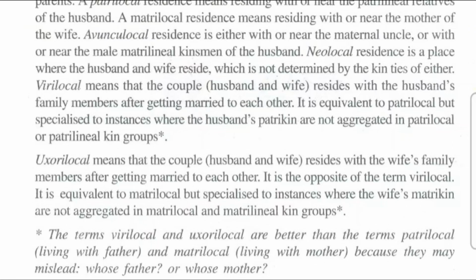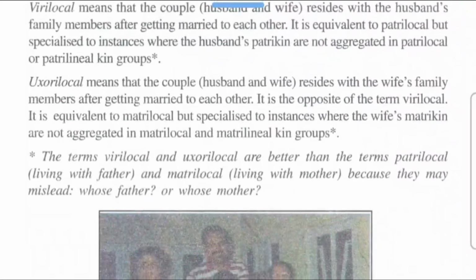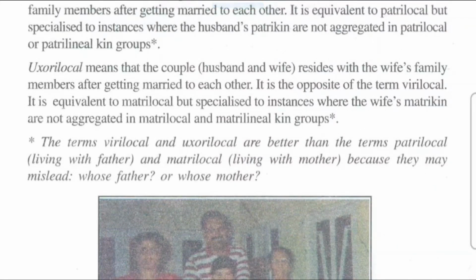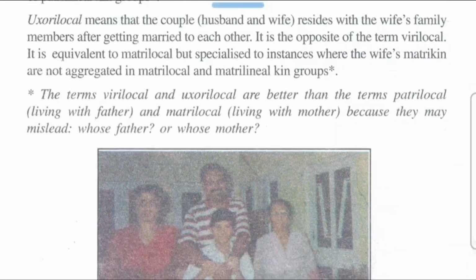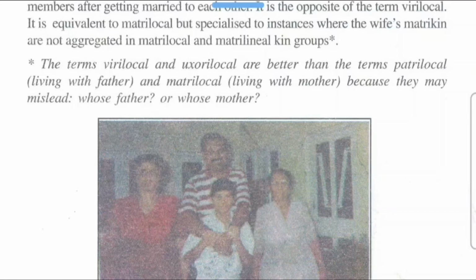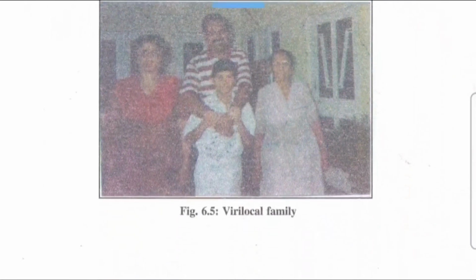Uxorilocal means that the couple, husband and wife, resides with the wife's family members after getting married to each other. It is the opposite of the term virilocal. It is equivalent to matrilocal, but specialized to instances where the wife's matrikin are not aggregated in matrilocal and matrilineal kin groups. The terms virilocal and uxorilocal are better than the terms patrilocal, living with father, and matrilocal, living with mother, because they may mislead whose father or whose mother.